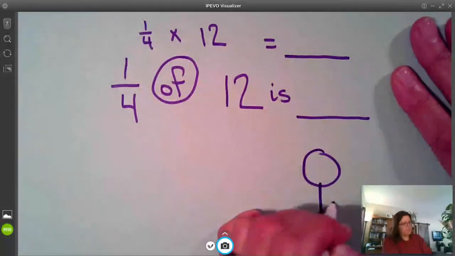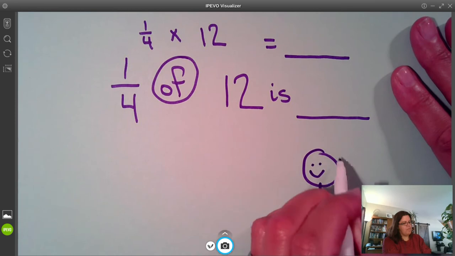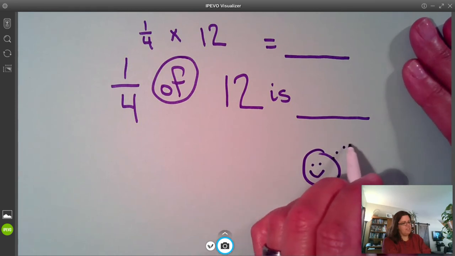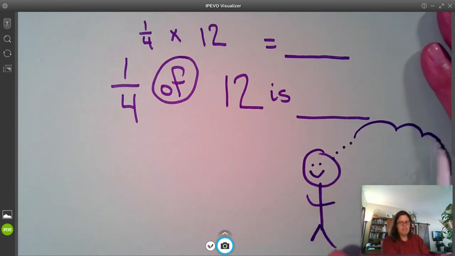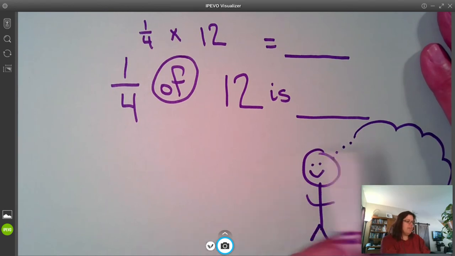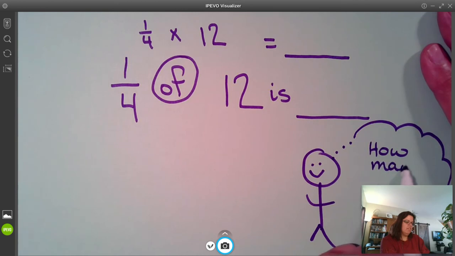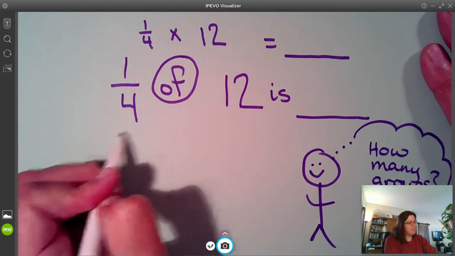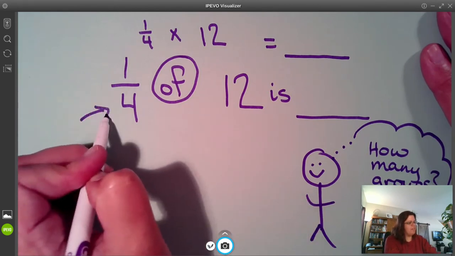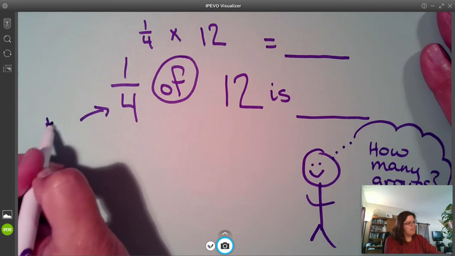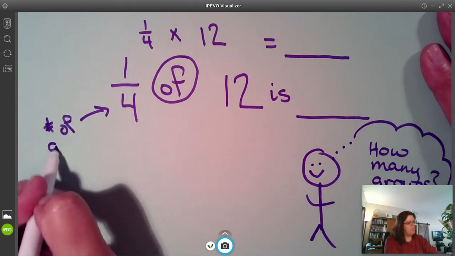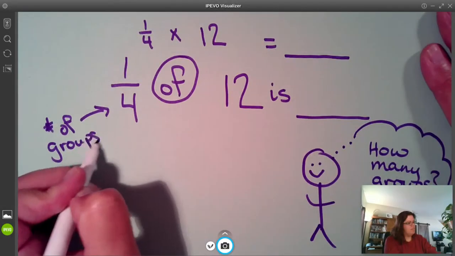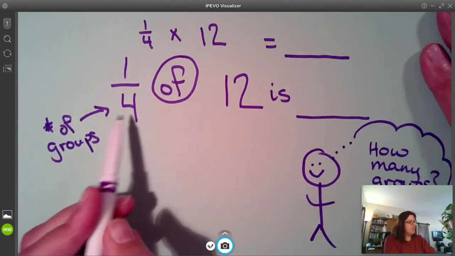Okay, so I'm going to come on over here, and I'm going to think. So we're going to take a little drop into my mind. I'm thinking, wow, how many groups can I make? So we always look at the denominator. This will tell us the number of groups to make. Okay, so I need 4 groups.